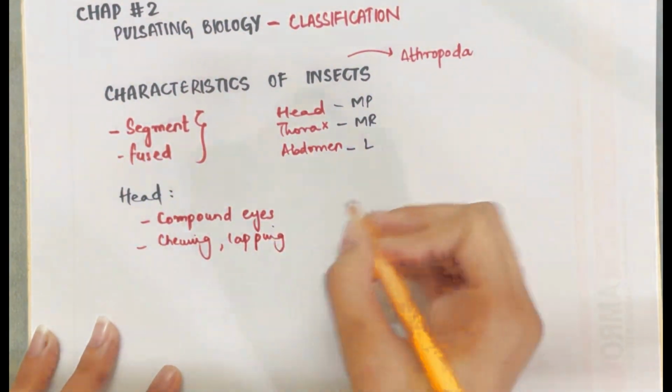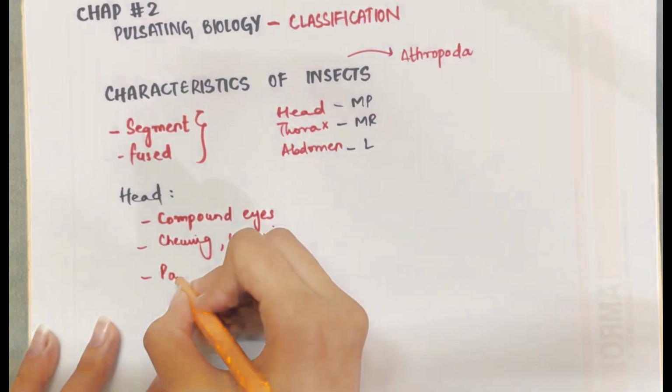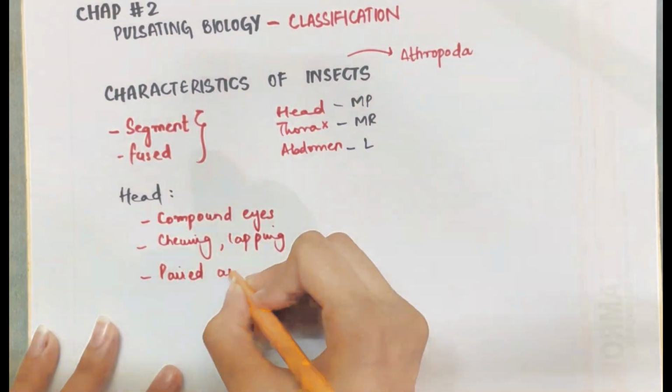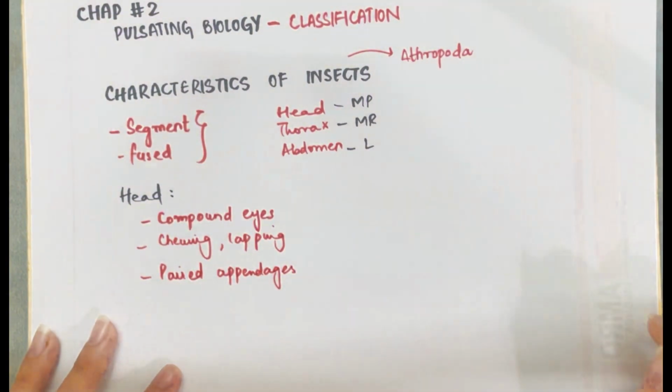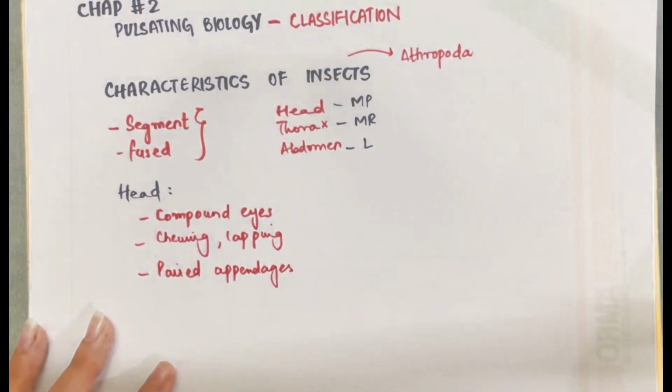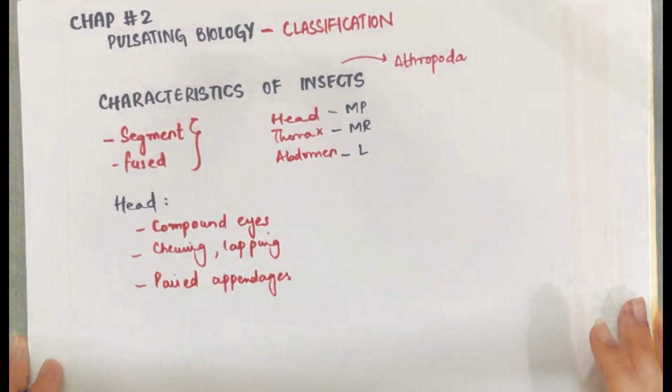The third characteristic in the head is that it often has a pair of appendages. Appendages are basically a characteristic of mostly insects and the arthropoda. This is what you need to cover in the portion of the head.